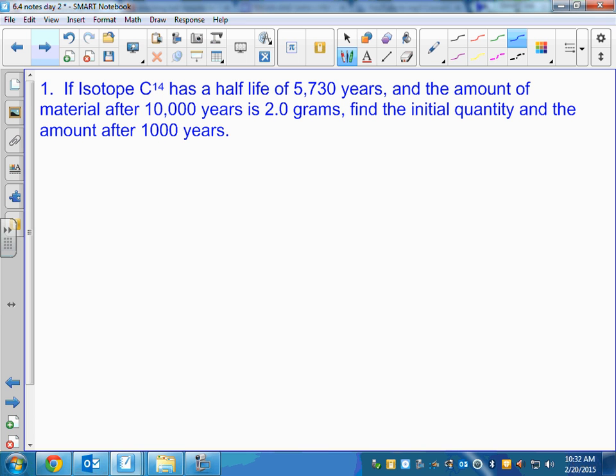The amount after 10,000 years is 2 grams. Find the initial quantity and the amount after 1,000 years. Ready, go. What do we start with? What's my equation if I'm talking about something growing or decaying? The half-life is 5,730. To find k, we could do that. But what's the equation I'm going to write to talk about exponential growth and decay? What's our go-to equation?